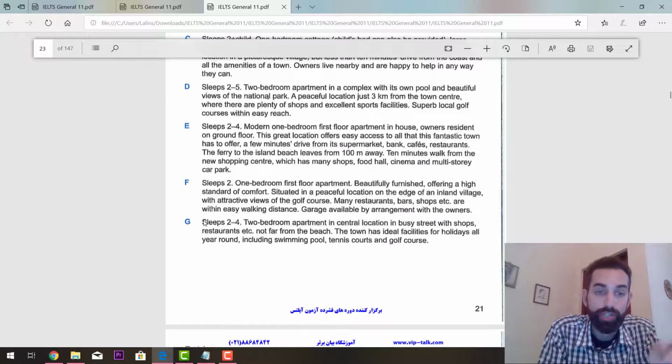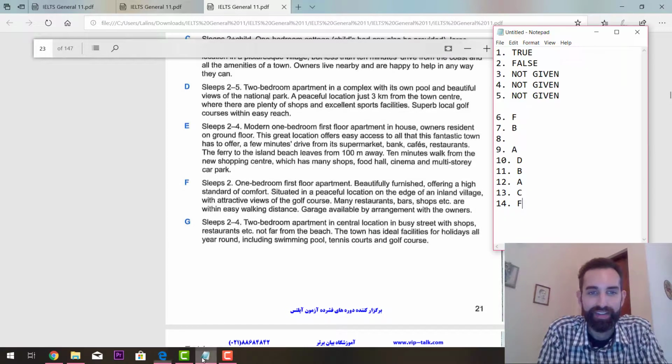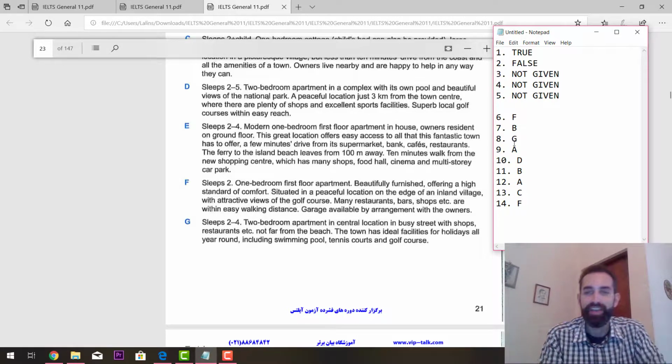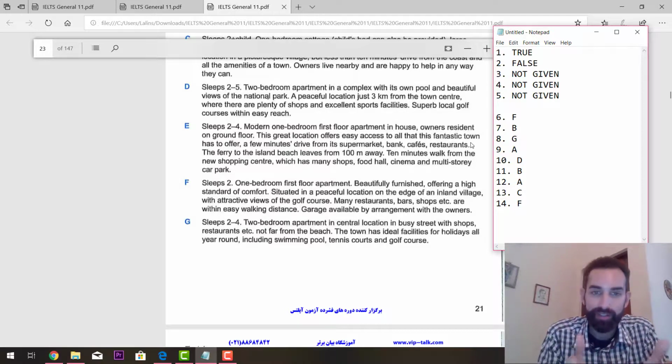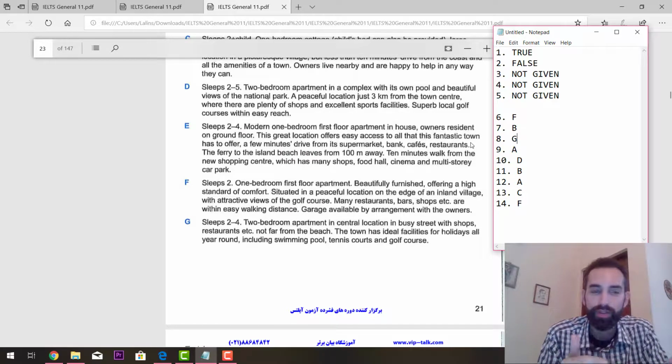So now we're on G. Sleeps 2 to 4. 2-bedroom apartment in central location. There we go. That means that 8 is G. And we're done. So it's that simple. When it's something like this, it's basically just matching information to question to text, which one goes where.